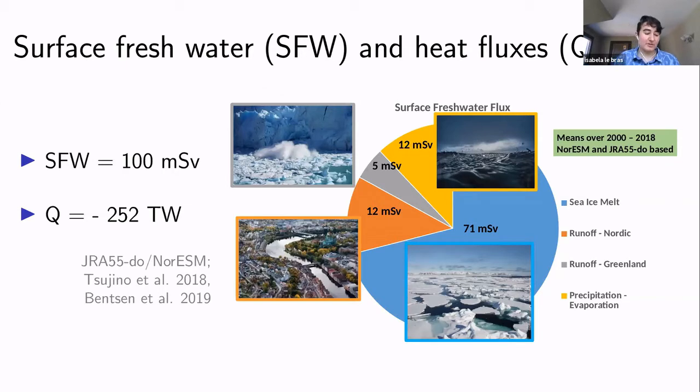for the water masses. And now I'm showing the initial conditions for the surface freshwater and heat fluxes, which I get from reanalysis and this NORI-SM model. For the surface freshwater fluxes, we have a total of 100 millispiridrips. That's made up of a combination of sea ice melt, which is the largest slice of the pie here, 71 millispiridrips, precipitation minus evaporation. And then I think actually these numbers are swapped for the runoff from Greenland and the Nordic seas rivers. It should be, I think, 12 millispiridrips from Greenland and 5 from Nordic river runoff. And then finally, there's the heat fluxes. You have 252 terawatts that are leaving the ocean over this full domain.